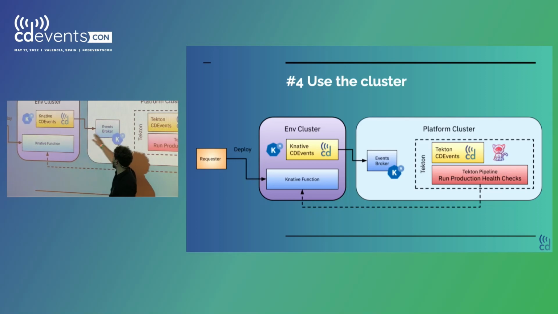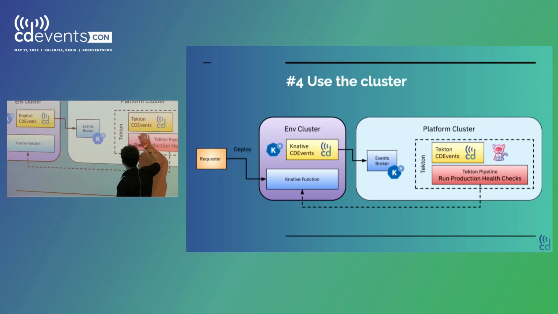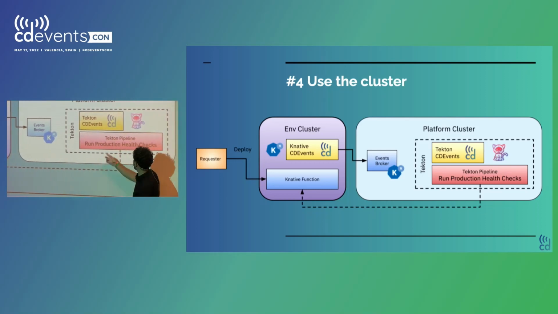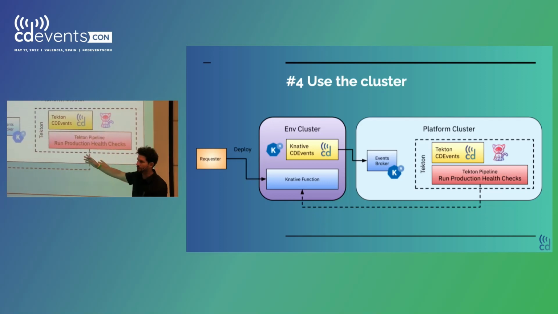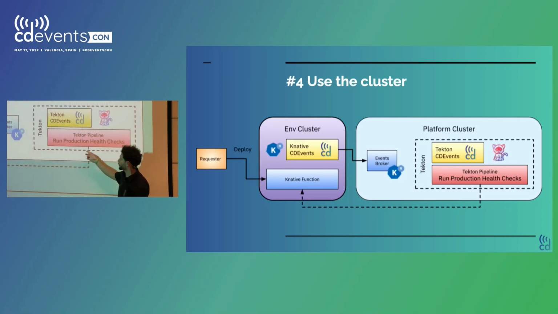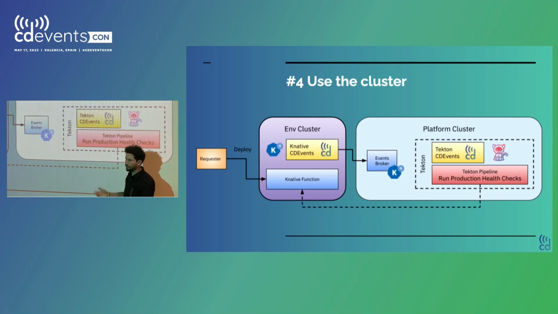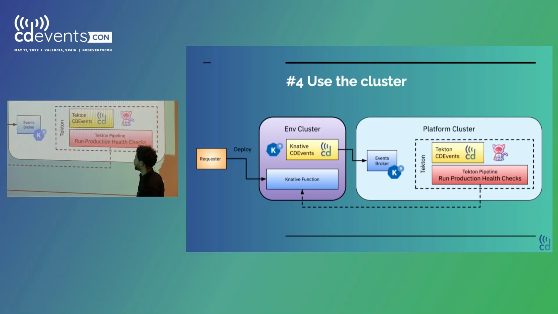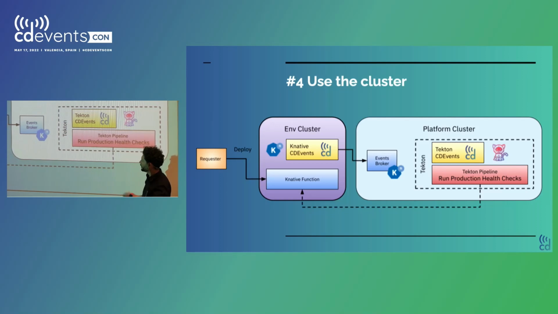That basically means that we can go back to the platform cluster and trigger some other pipelines to do other things, for example, run some production health checks. We want to verify that the function is running correctly, so we go and use it for a bit, or maybe just warm it up for our end users.